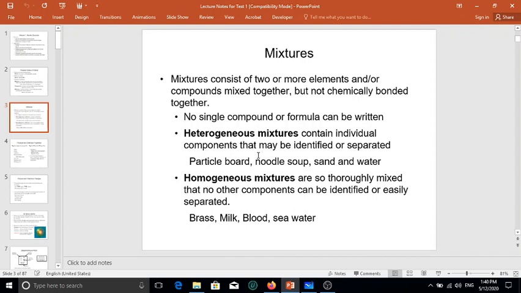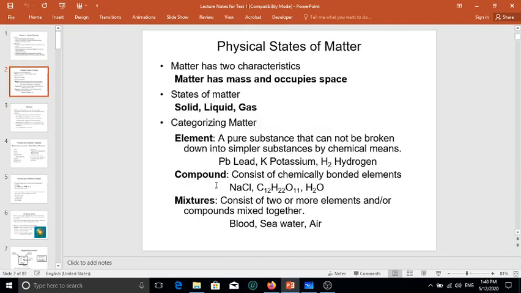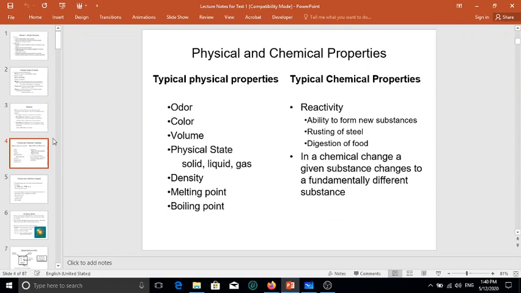Your first experiment, your first lab, is going to be dealing with some mixtures. You have to tell whether they are heterogeneous or homogeneous. Sometimes you even have to start by identifying whether they are a mixture or not. They may not be a mixture. They may be a compound or an element. Following this, we would like to introduce a couple more things, such as physical and chemical properties.